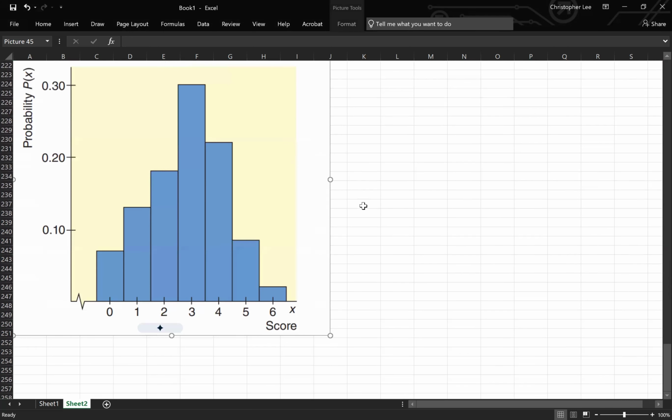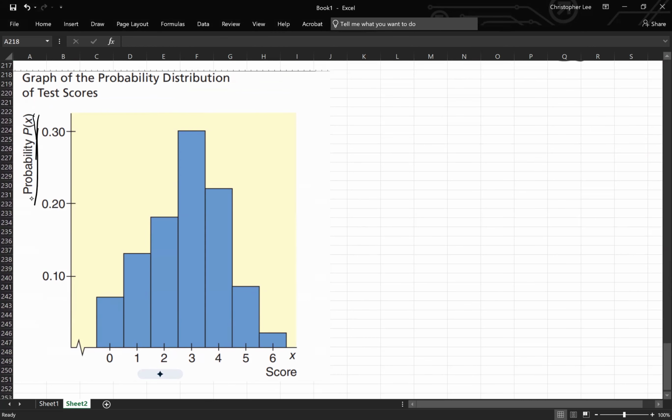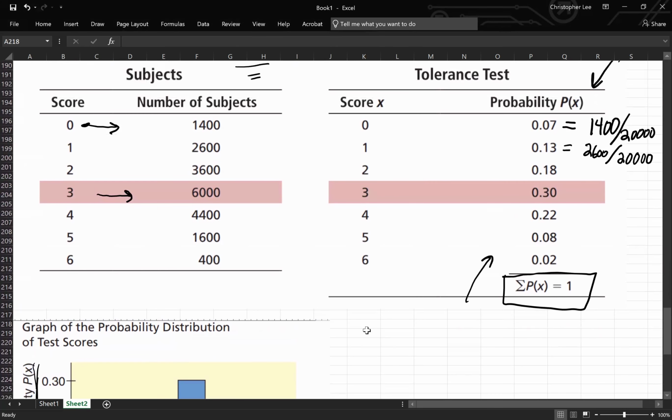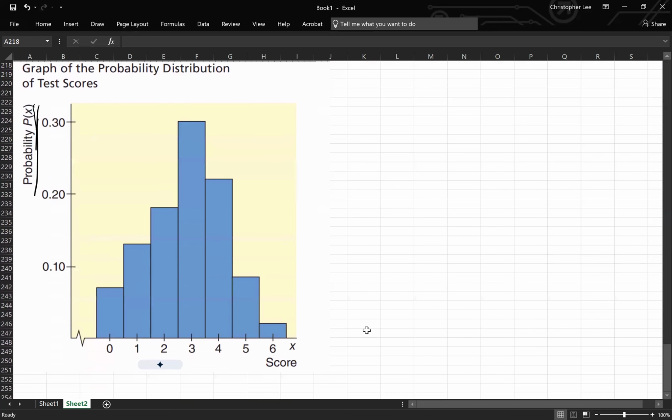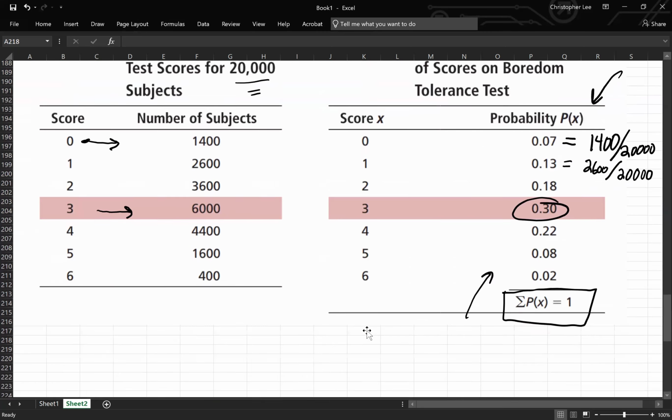So here's a histogram of all our scores. On the side here, we have our probability, P of X. As you can see, going back up to the table, our highest probability was 0.30. So remember, we need our y-axis to go up to at least 0.30. As you can see, it does right here. And then we have our scores, 0 through 6.